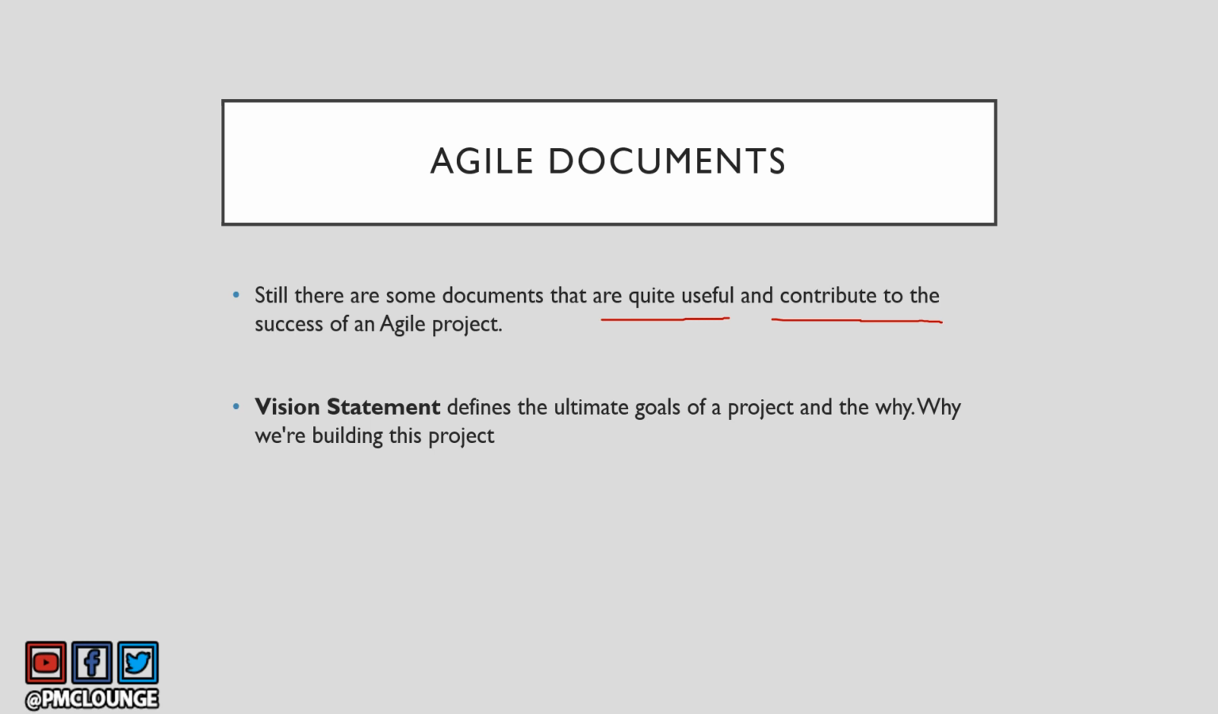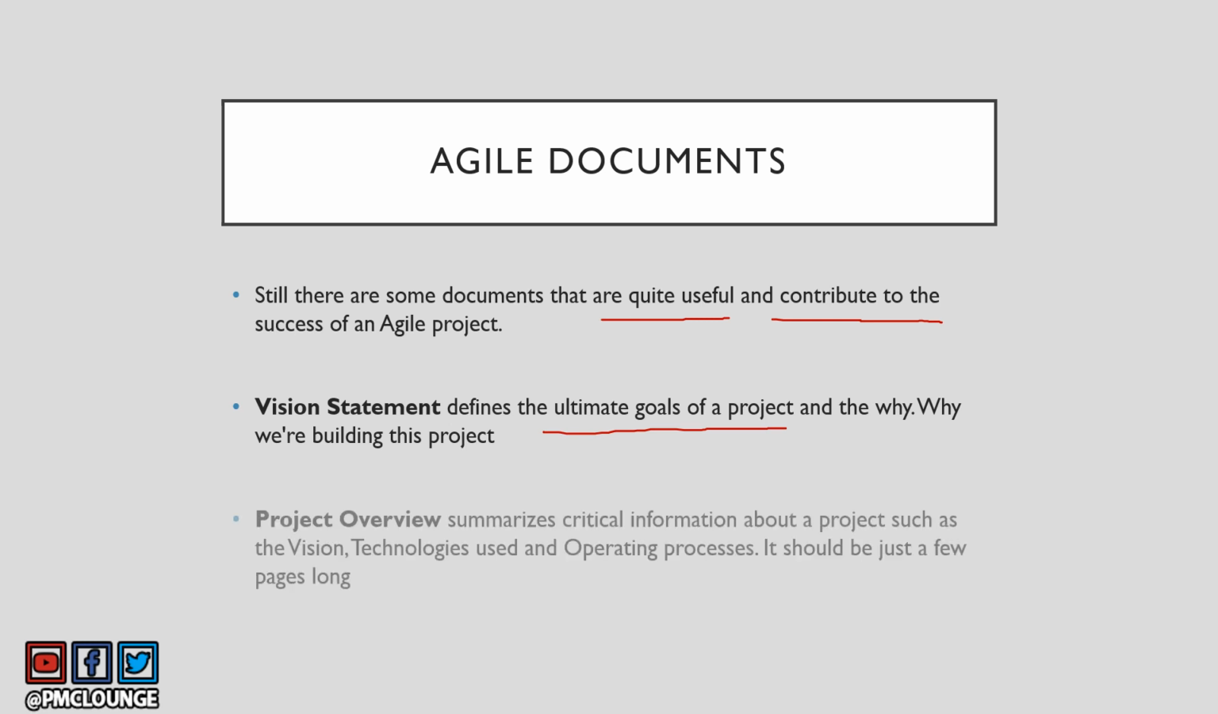Number one is vision statement, and this defines the ultimate goals of a project and the why, right? Why are we really building this project, or why are we really building this product? So that is a vision statement. It need not be a 5 page long document. It can be 2 3 lines as well, but it's just a statement which is part of an agile documentation.